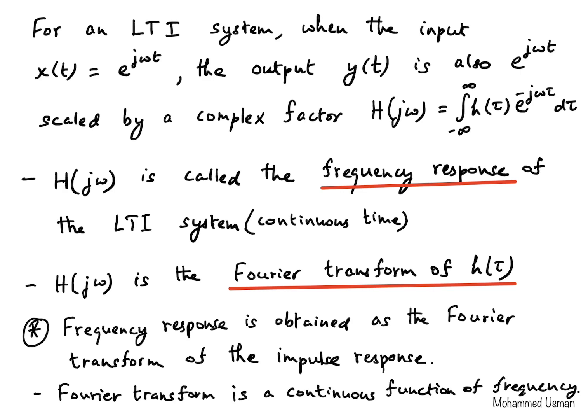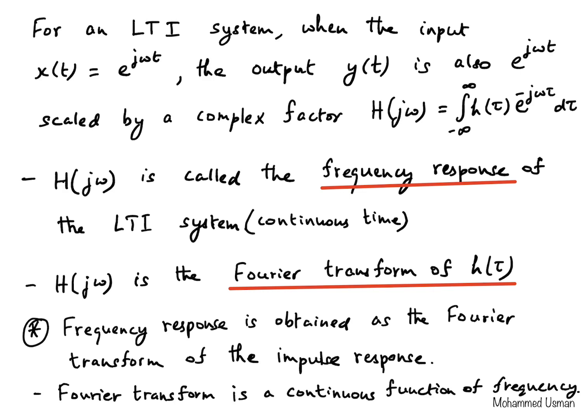And the other thing that we notice here is that the frequency response h of j omega is a continuous function of frequency. If you plot this, it will have frequency omega, or even frequency in hertz f, on the x-axis, and on the y-axis we'll have the magnitude of those frequency components. So what we notice is the Fourier transform produces a continuous function of frequency.